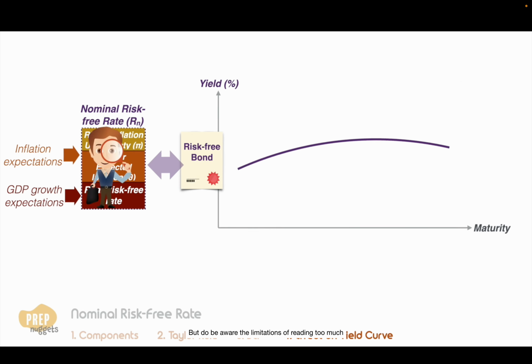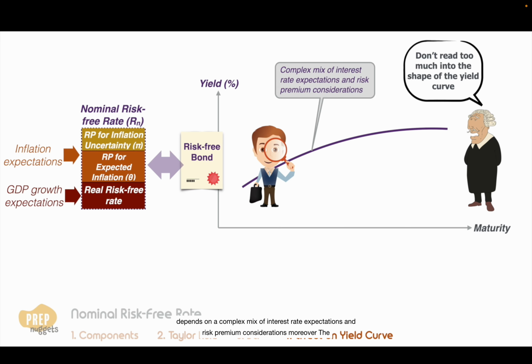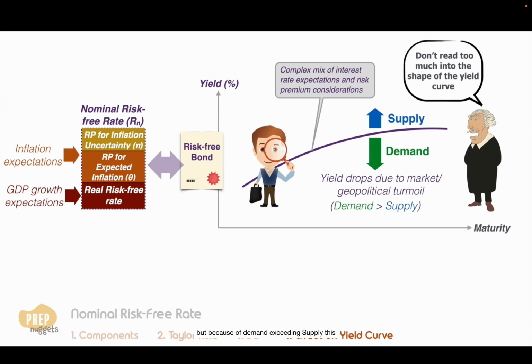But do be aware of the limitations of reading too much into the shape of the yield curve, which in practice depends on a complex mix of interest rate expectations and risk premium considerations. Moreover, the sovereign bond market can also be influenced by supply and demand factors that may move yields in ways that do not appear to be consistent with the business cycle. Sometimes yield drops not because of economic factors, but because of demand exceeding supply. This can happen due to stock market or geopolitical turmoil, where investors flock to safe government bonds.